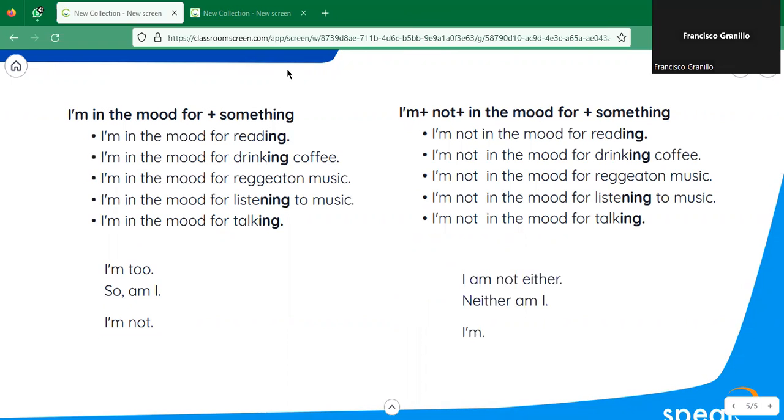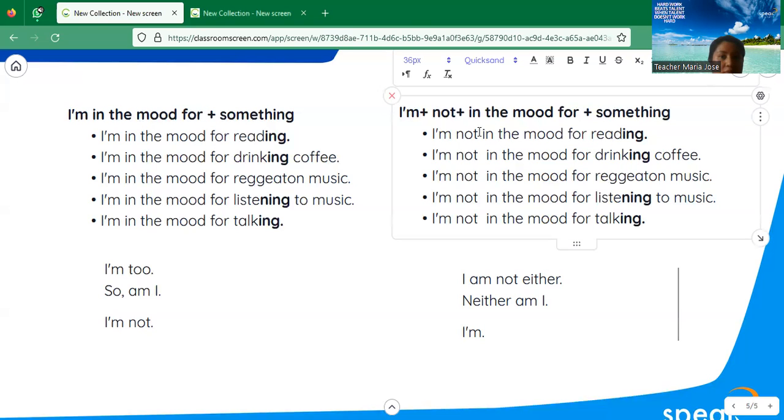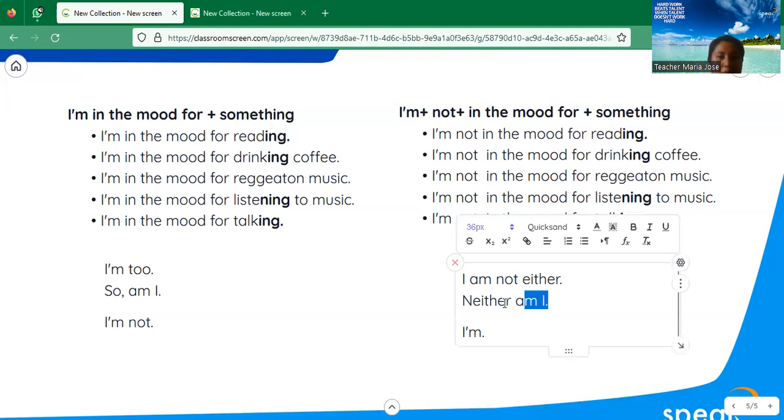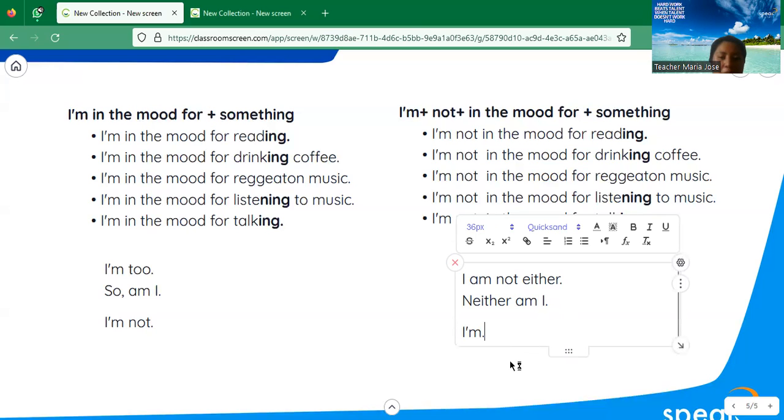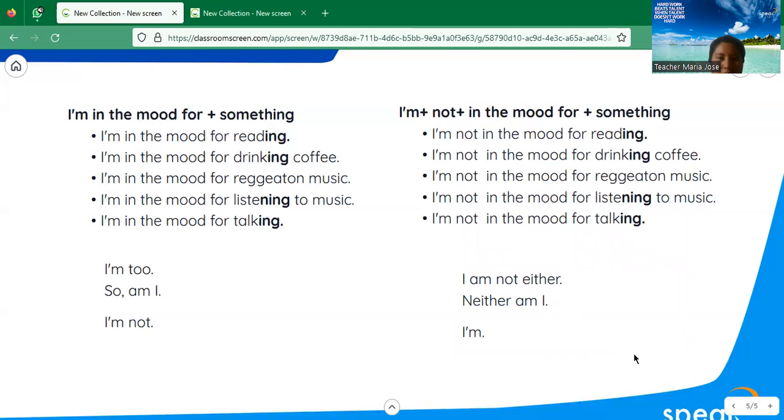I'm not in the mood for running. Okay. What do you say, Abigail? I am too. But he says that he's not. So what could be the answer? I am not either. Okay. And you, Julio? Neither am I. Okay, perfect.